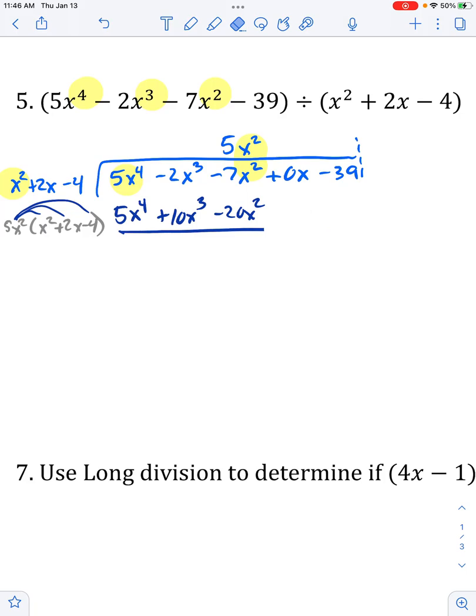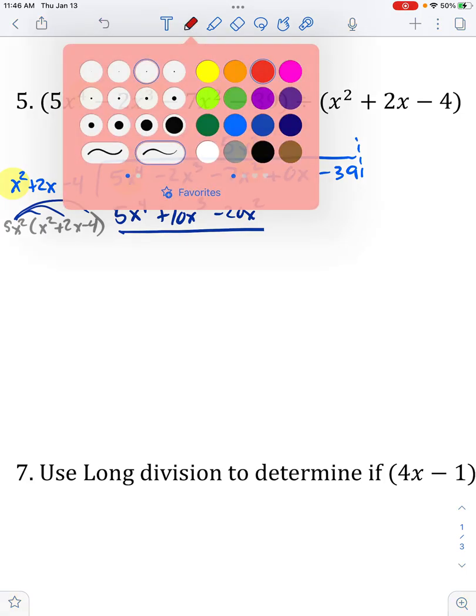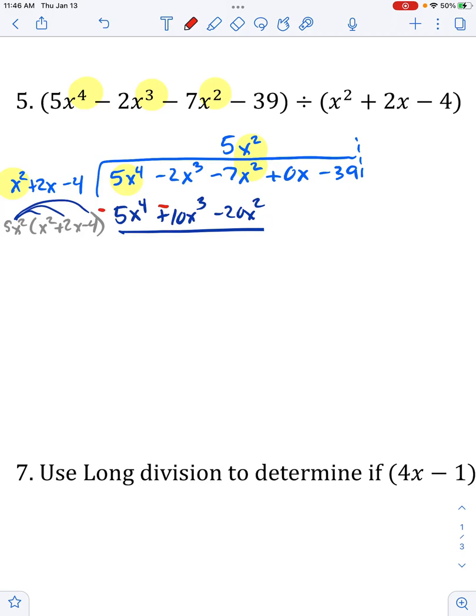Now, once you get that done, you are going to go through and subtract, which means changing the signs of the bottom row. So these cancel as they should every single time. Here I have negative 2x cubed minus 10 more, so negative 12x cubed. And here I have a positive 20 minus 7, so that's 13x squared. And I bring down my 0x. So it might seem dumb to bring down nothing, but it's important because otherwise I would have been bringing down that 39 and it would be in the wrong spot.